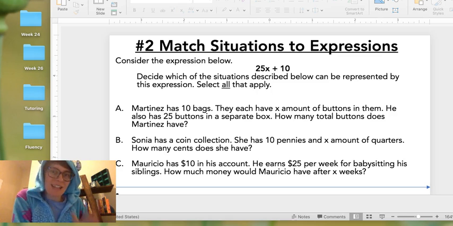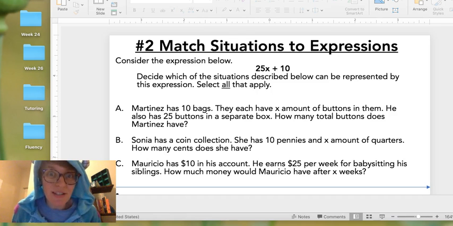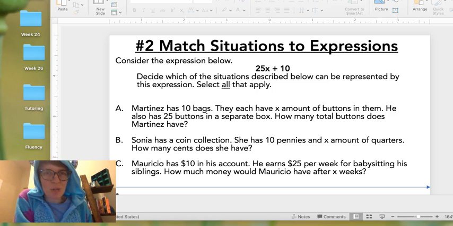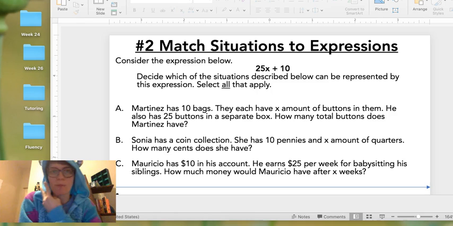Oof. We have had this type of problem on multiple FSAs, and it has been a real doozy. It has been really, really challenging for us, more challenging and more scary than the monsters in your closet. So let's really make sure we focus on this next video. Number 2, match situations to expressions.